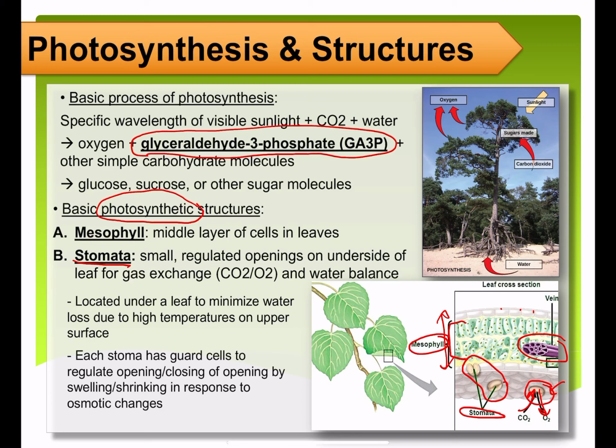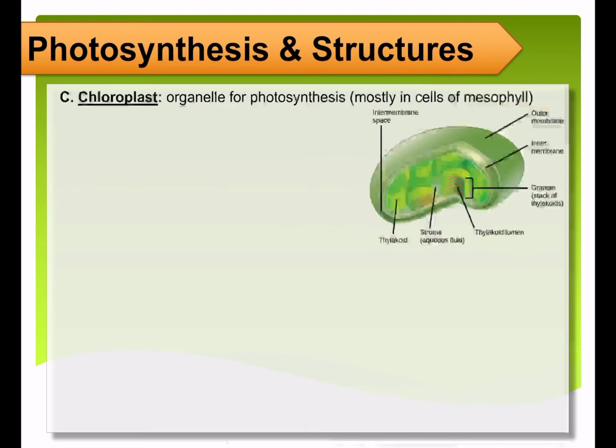On the other hand, when there is water shortage, guard cells will shrink, causing the stomata to close, and that will decrease the rate of water loss through those openings. So these are those guard cells within the stomata, helping to regulate the opening and closing of these little mouths, if you think about it that way, underneath the leaves.